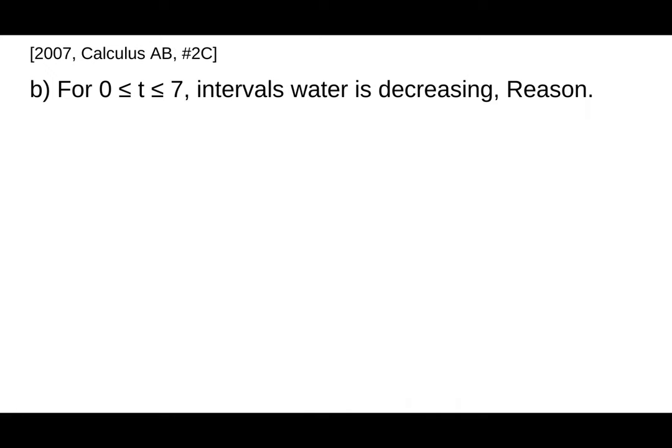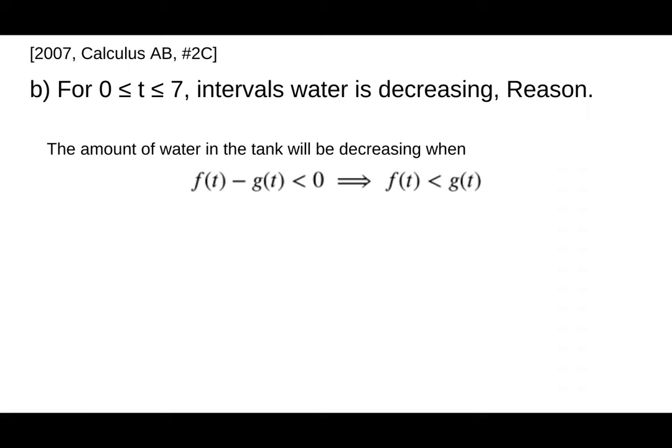In part B, for the interval from t equals 0 to 7 hours, what are the intervals where water is decreasing, and then provide a reason? Well, we have two functions. F of t tells us how quickly water is entering the tank. G of t tells us how quickly water is leaving the tank. The water in the tank should be decreasing if it's leaving at a rate that is higher than the rate at which it is increasing. So what we want to make sure happens is f of t minus g of t must be negative, which would imply that f of t is less than g of t.